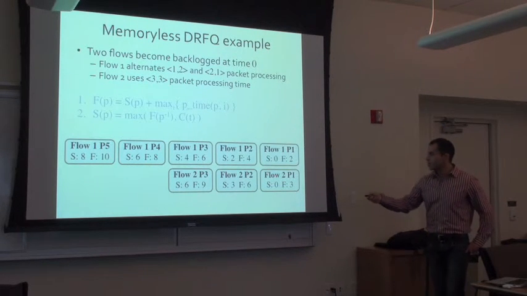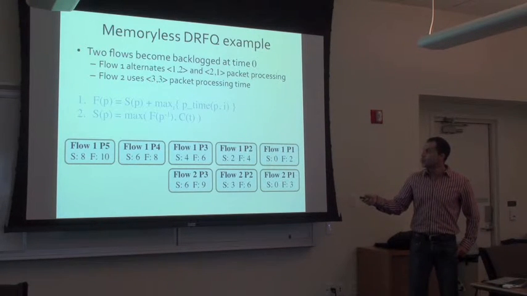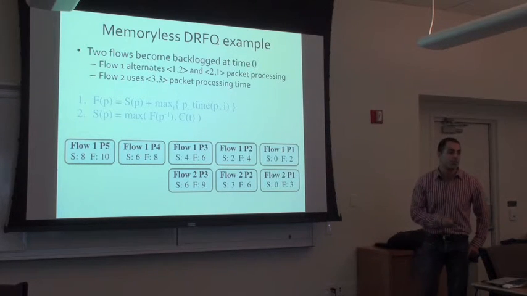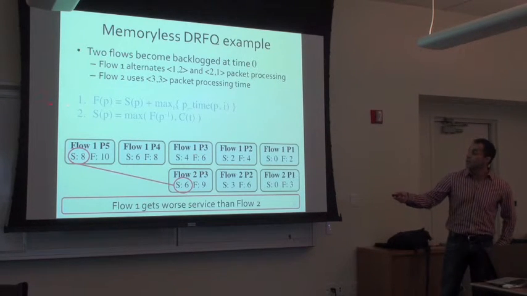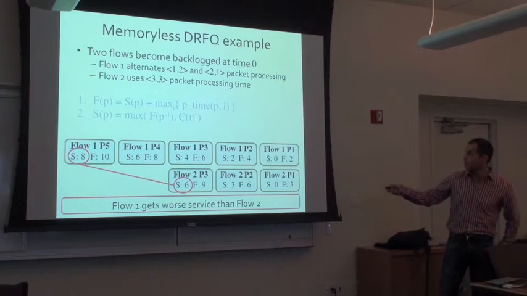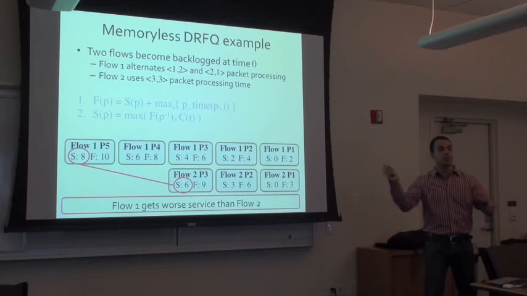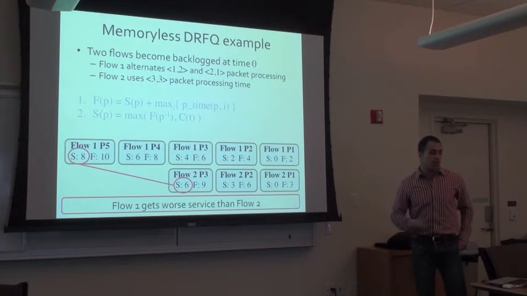Now the problem is, if we ignore these first ones, which had 0 time, we said we'd like each two of these to receive the same service as one of those. But as you can see, the start time of this flow is now much higher than this one. So they're not going to get the same service, because we're always servicing the packet with the smallest start time. So this one got punished. The dovetailing is not working here between the 1, 2, and 2, 1, because we're always assuming it's using the maximum.